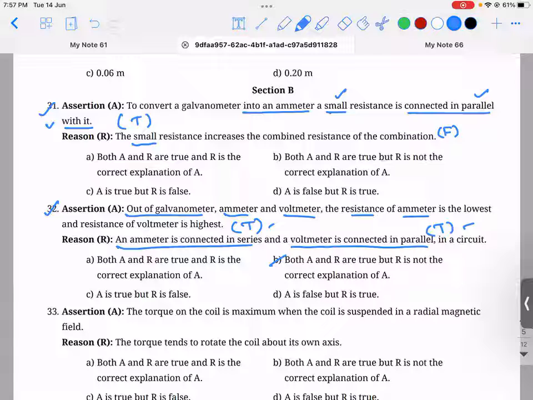But that doesn't mean the ammeter's resistance is low just because you connect an ammeter in series with a circuit. You cannot say it has less resistance for that reason. It has less resistance because across a galvanometer, you connect a shunt resistance in parallel. So it has nothing to do with series and parallel. Independently, both the statements are true. But why the resistance of the ammeter is less is not the right explanation. So the answer is D.